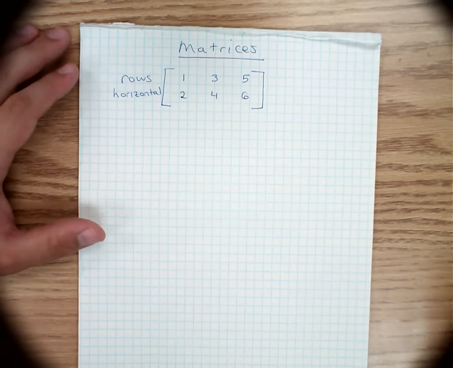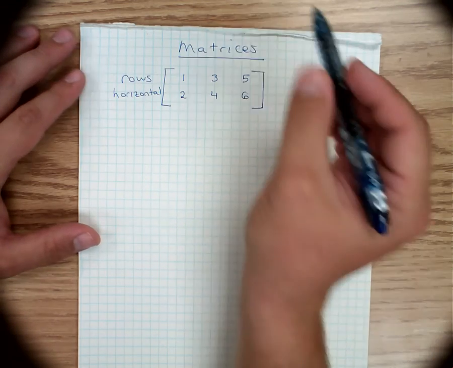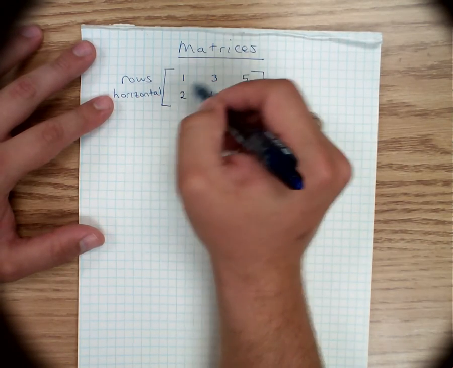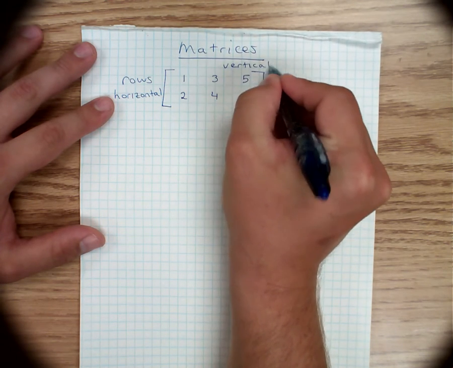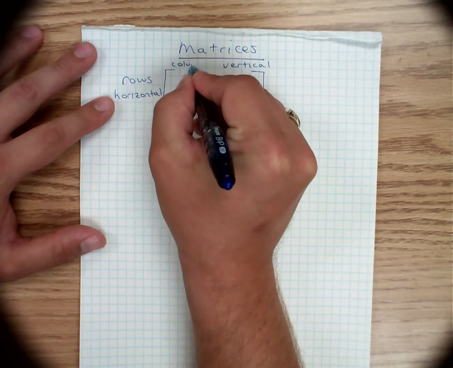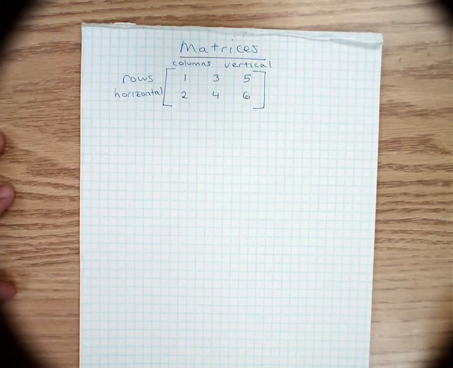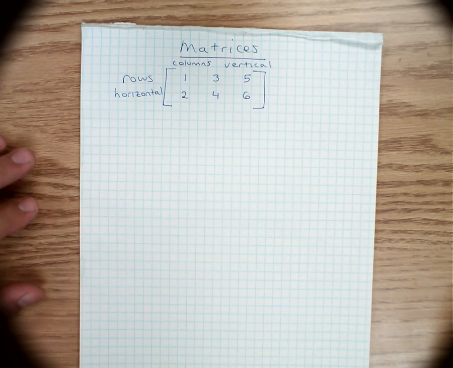All right. Now 1, 2, 3, 4, and 5, 6. The vertical ones, what are those? Vertical are columns. Okay.